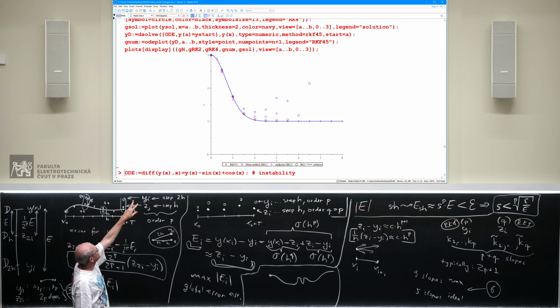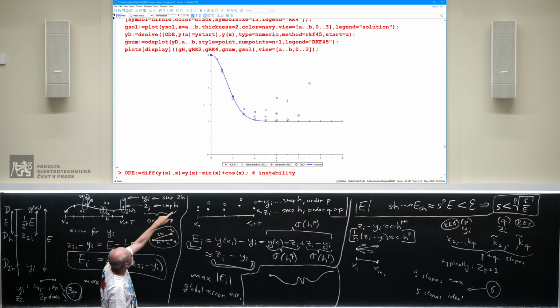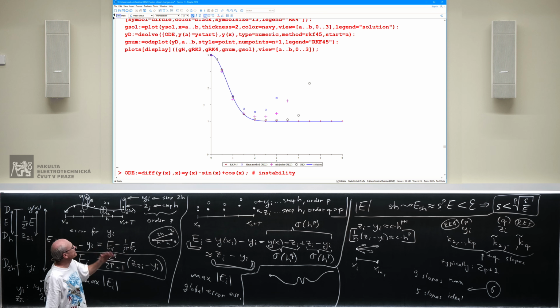Blue squares, that's the Heun method, and it runs away. Crosses, that's the midpoint method, runs away. Circles, that's the RK4 method, runs away. And the black diamonds are right on the solution, that's RKF45. Very nice, follows the solution faithfully. Very good. So RKF does seem to work much better than the Runge-Kutta methods that we covered.